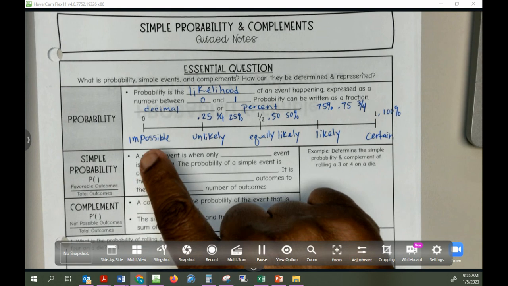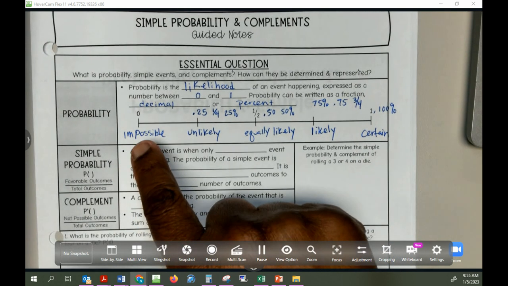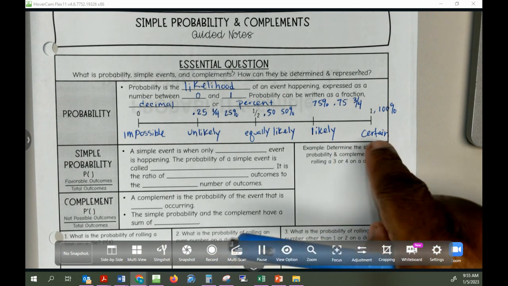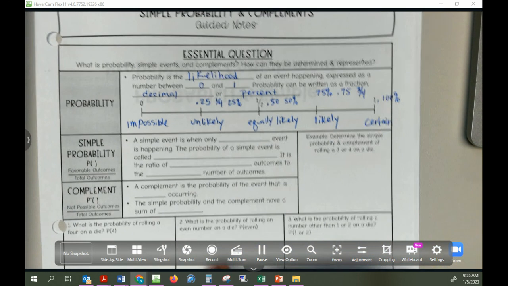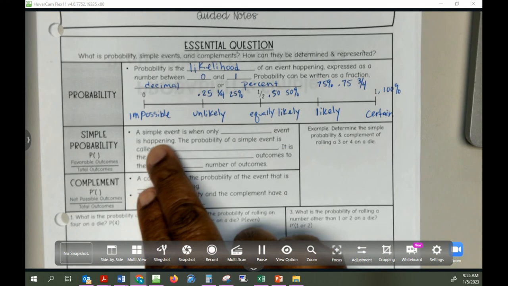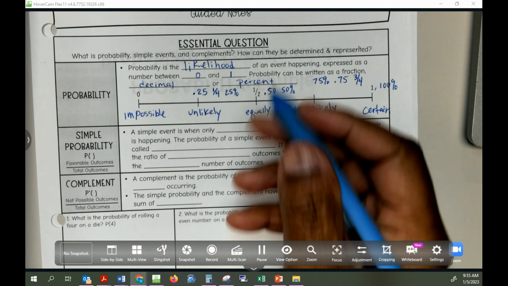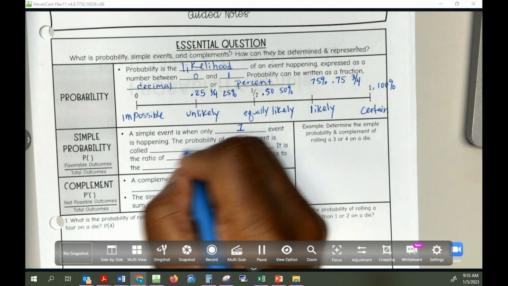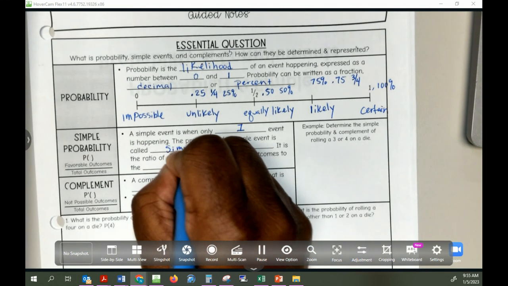So this is the language of probability. We can have impossible, unlikely, equally likely, likely, and certain. A simple event is when only one event is happening.